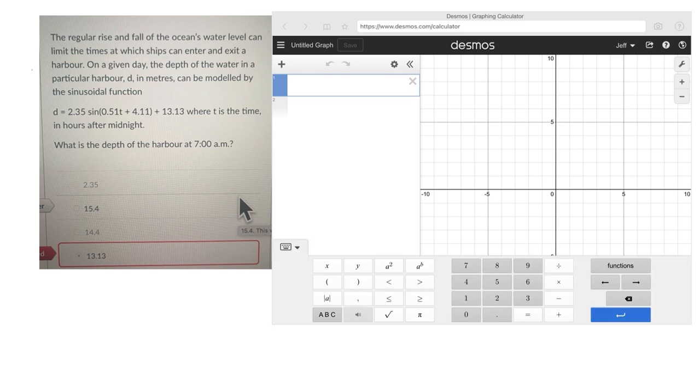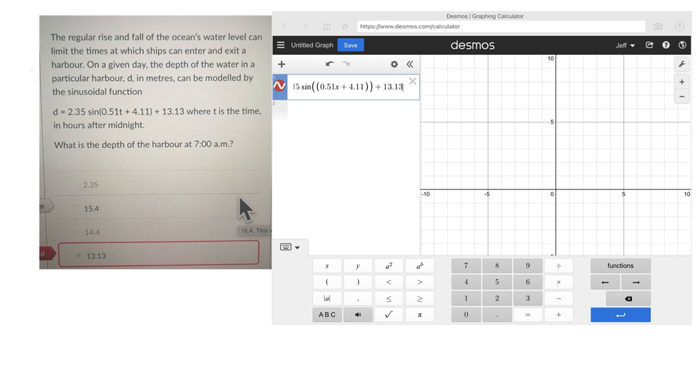So instead of the d there, I'm going to put a y. So y is equal to 2.35 sine of bracket 0.51 x, instead of the t, plus 4.11 bracket. I need another bracket there. Plus 13.13.